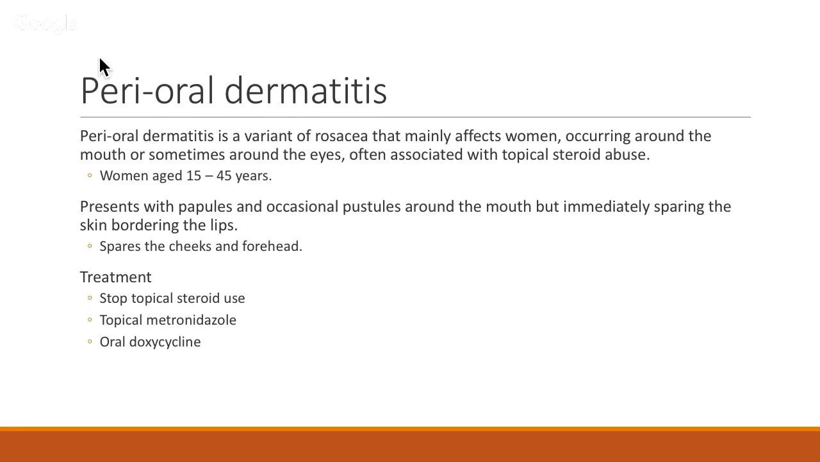And you get these papules and occasional pustules around the mouth, but immediate sparing around the skin bordering the lips. So the treatment is you stop the topical steroids. Maybe let them know that it can get worse immediately, but ultimately it's the topical steroid that is making it worse and continuing those papules and those pustules. And you treat similarly to rosacea, so topical metronidazole and then oral doxycycline.